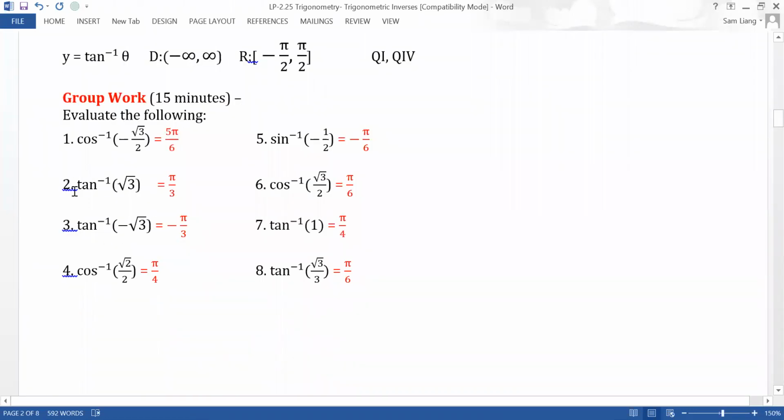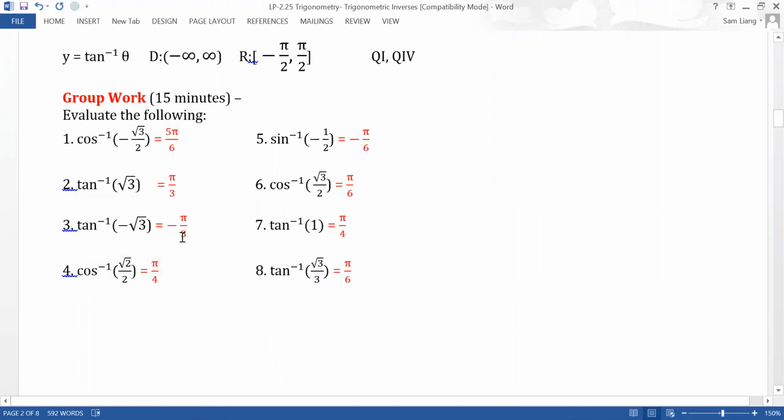For question 1, it was arc cosine of negative root 3 over 2. That will be 5 pi over 6 or 150 degrees. For question 2, it's arc tan of root 3. That's pi over 3 or 60 degrees. For question 3, it's arc tan of negative root 3. That will be negative pi over 3 or negative 60 degrees. For question 4, it's arc cosine of root 2 over 2, which is pi over 4 or 45 degrees.